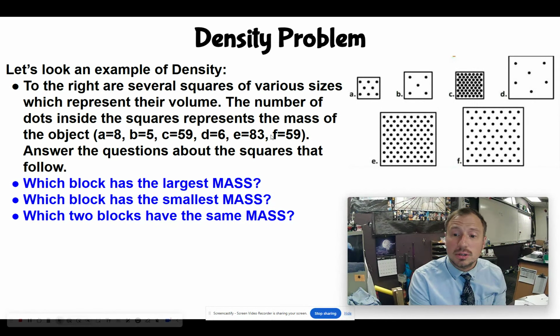If I put that on a digital balance, it would say the lowest. Which two have the same? So I'm looking at those numbers, and I can see that C and F have the same number of dots. If I put those two on a digital balance, they would say the same amount.